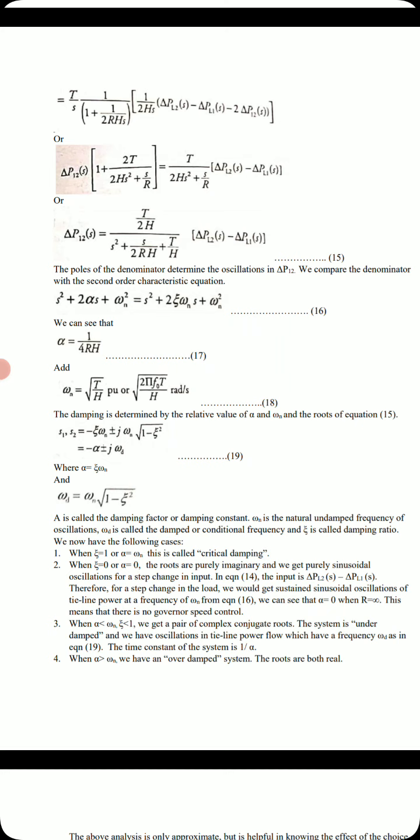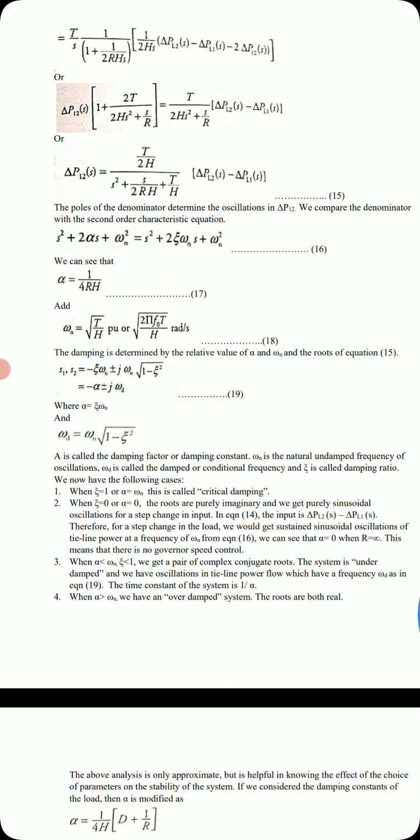From equation 16, we can see that alpha is equal to 0 and R tends to infinity. This means that there is no governor speed control. Third case, when alpha is lesser than omega n, zeta is lesser than 1. So here this is the underdamped condition, when we get a pair of complex conjugate roots, the system is underdamped, and we have oscillation in tie-line power flow.